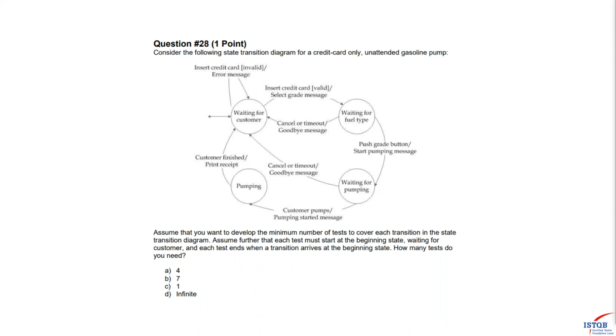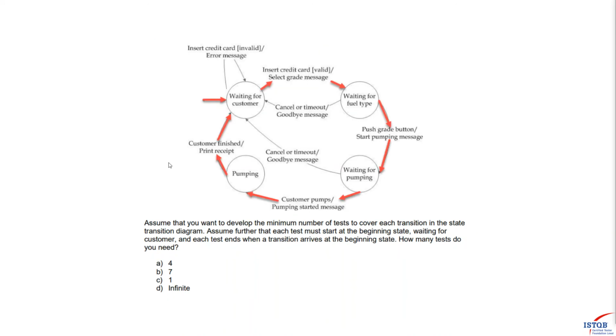Let's check one more example of state transitions testing. Pause the video and read the text on your own. We have simple rules and we need to design tests on our own. Our tests cover each transition in the state transition diagram, and each test must start at the beginning state, waiting for customer, and each test ends when a transition arrives at the beginning state. Let's begin. We need to cover all states and all transitions.